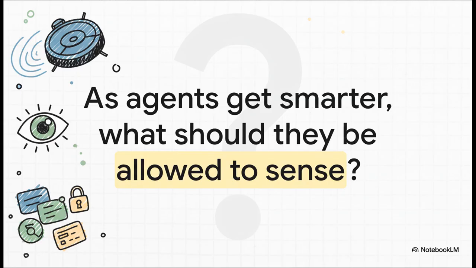From the humble robot vacuum to the incredibly powerful AI in our pockets, these agents are getting more and more capable every single day. The big question we all have to start asking ourselves is, where do we draw the line? What are we comfortable with them sensing, and what parts of our lives should stay private? It's a lot to think about.